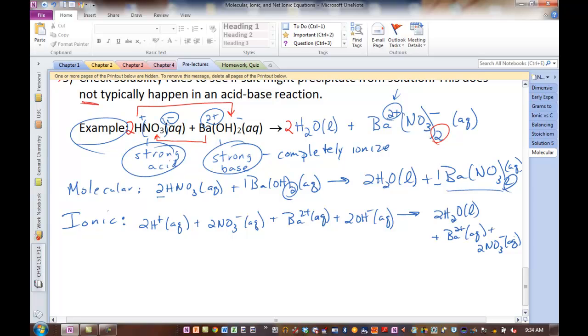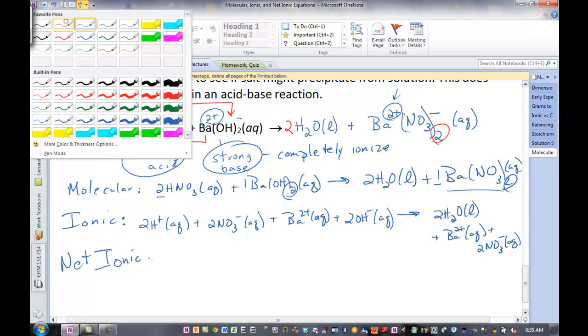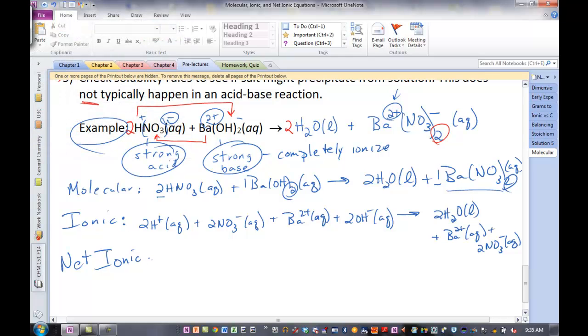Now, how do we transition to the net ionic? What do we eliminate? Spectator ions. What are our spectator ions? Nitrate. There's 2 of them there, 2 of them there. Barium ion, barium ion. No change. Hanging out in solution, having a great time, but not reacting. What is our real reaction when we mix a strong acid with a strong base?